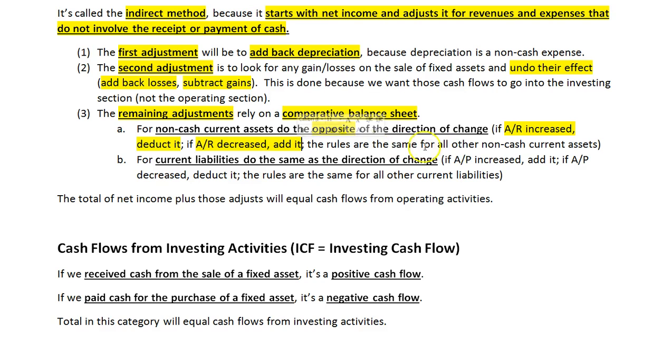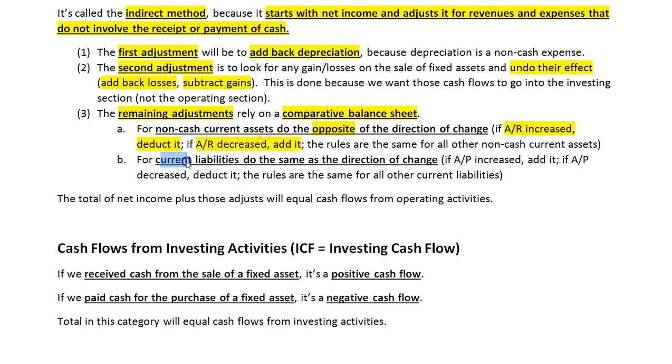Now these rules are the same for all other non-cash current assets. So for non-cash current assets, we're going to do basically the opposite of what we think we would do. So if it decreased, we add it back. If it increased, we deduct it.